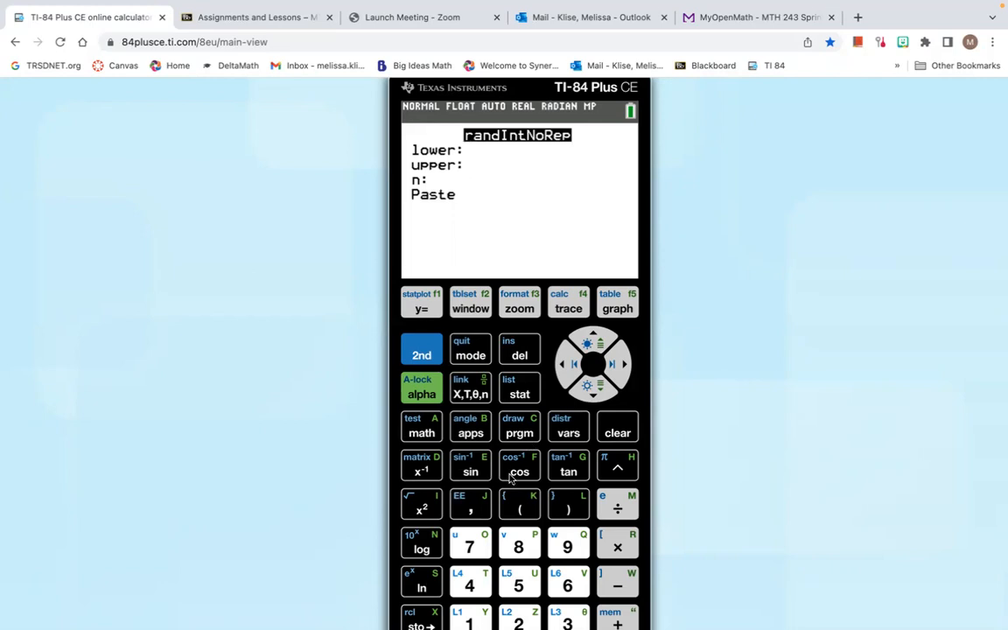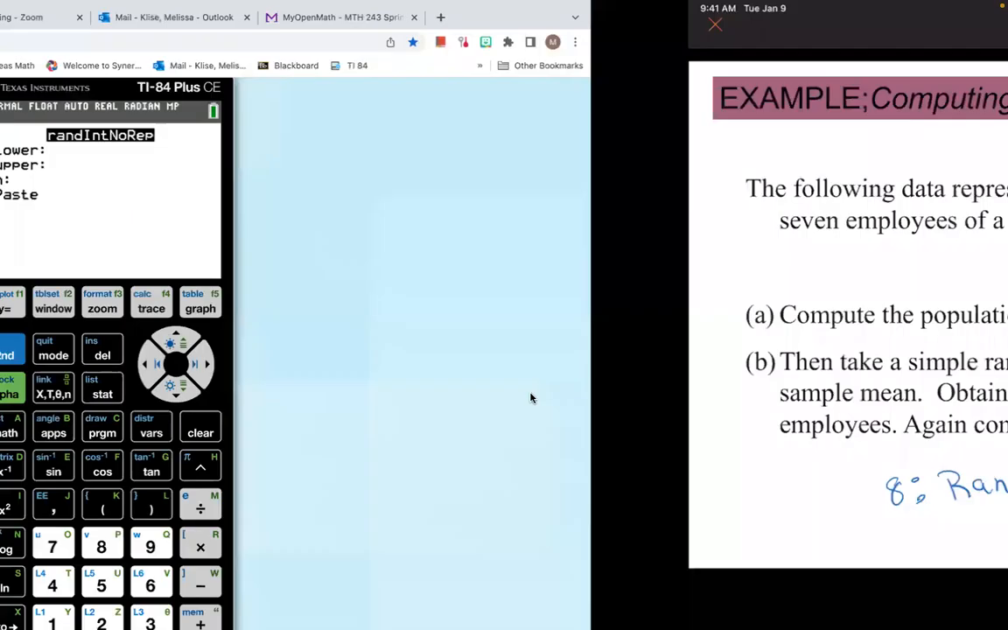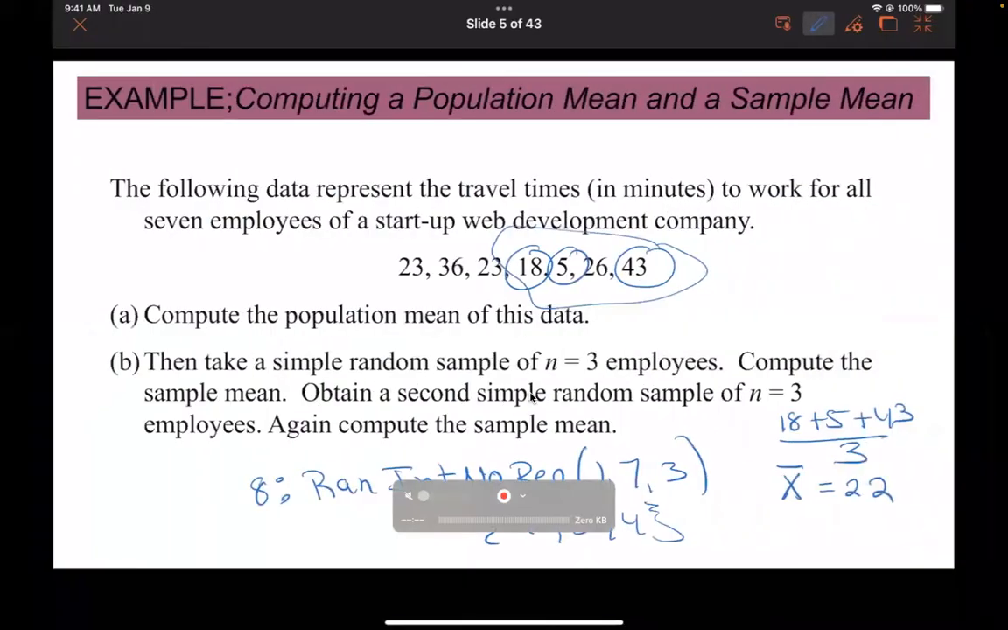Okay, so your calculator is a little different. If you don't get that, then when you set it up like this, this right here is your lower number. So you'd put whatever your lower number is. So you put 1, and then this one is your upper number. And then this right here is how many you want. So this is your N. This is how many you're choosing.